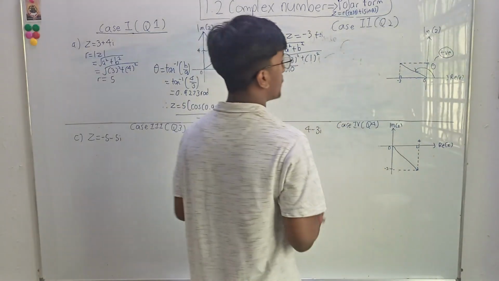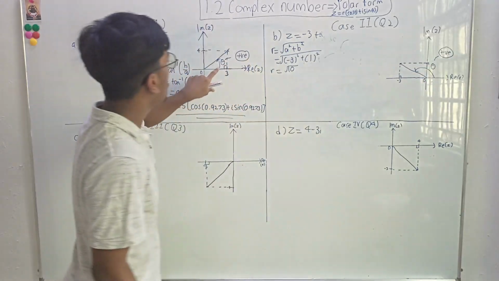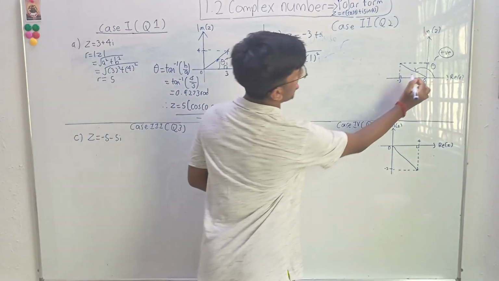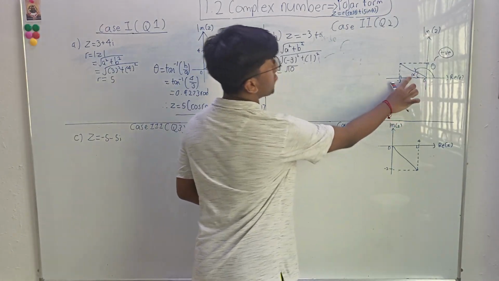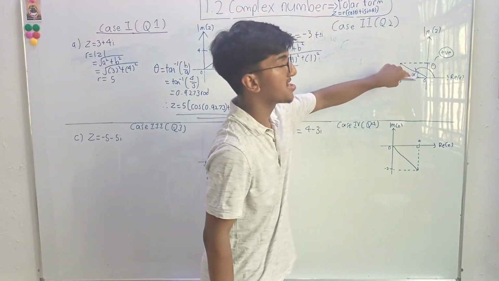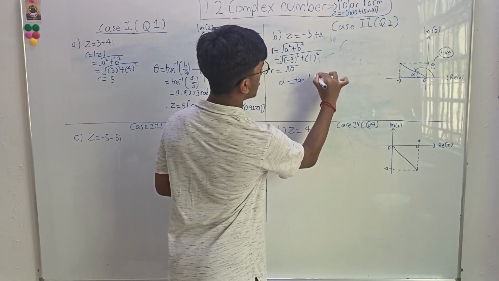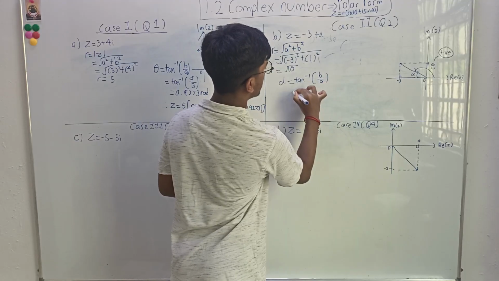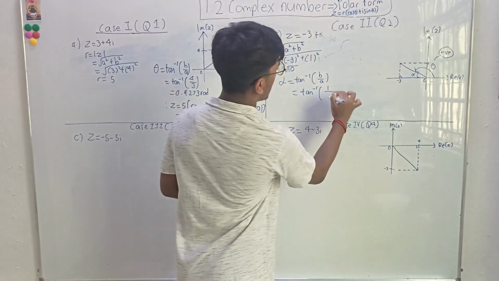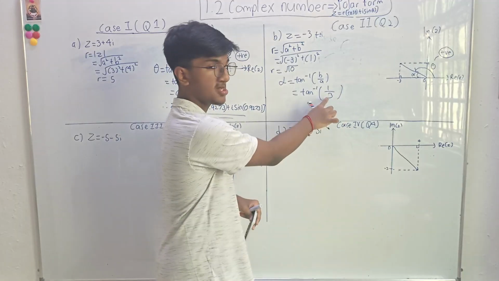But we cannot straight away find the theta because it is not in quadrant 1, it is in quadrant 2. So we need to find the alpha first. Alpha is the positive acute angle located inside the triangle. So alpha is tangent inverse b over a. B is 1, a is negative 3, but for this we only include the negative sign.